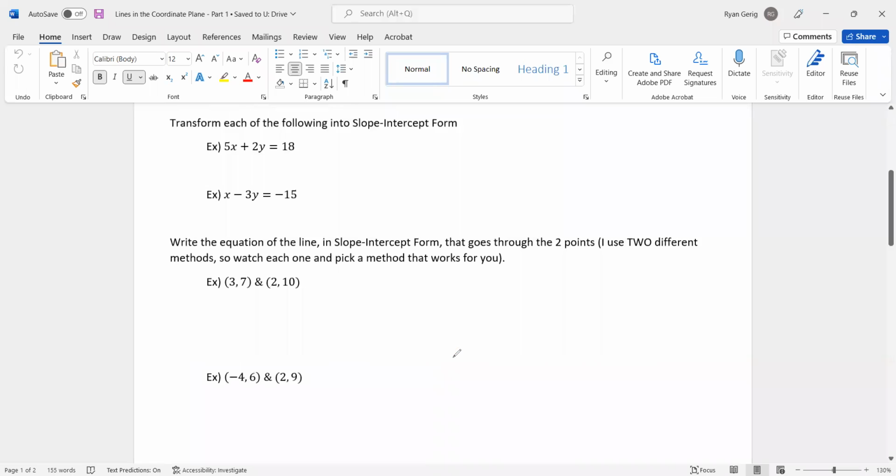Transforming into slope-intercept form is a skill that you definitely need to know how to do. So what that means is get y by itself. How do I get y by itself? Well, I got to move 5x and 2 to the other side of the equal sign. How do I do that? 5x is positive, so I'm going to subtract 5x from both sides. I cannot combine 18 and 5x, so that becomes 2y equals negative 5x. I like to write the x term first. 18 is positive, so plus 18.